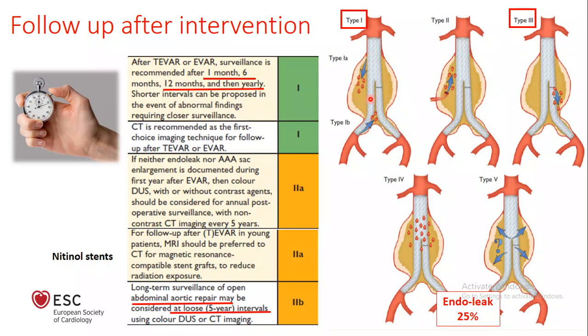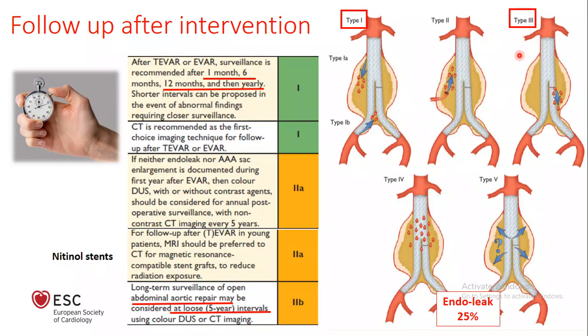zone, either the proximal or distal landing zone, and this should be fixed with either further dilatation or another stent if detected on the baseline procedure or the follow-up, because it carries poor prognosis. Also, we have type 2 endoleak, which means the aneurysm continues to fill through side branches or collaterals.